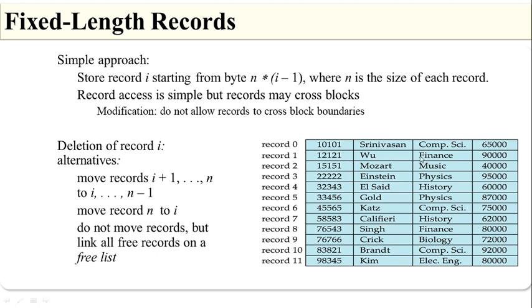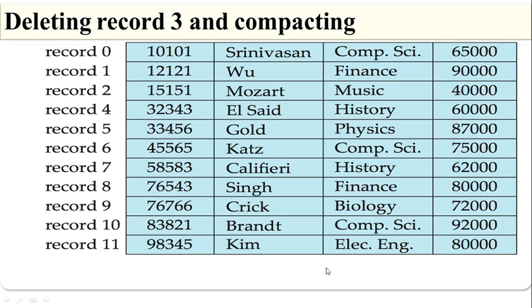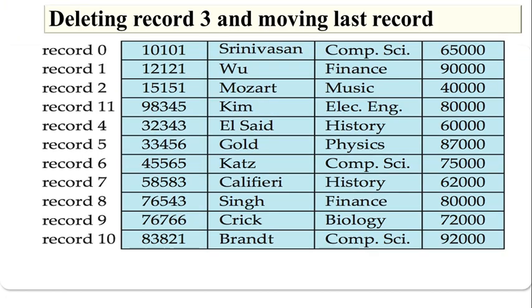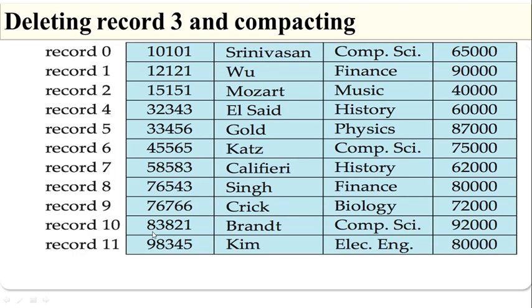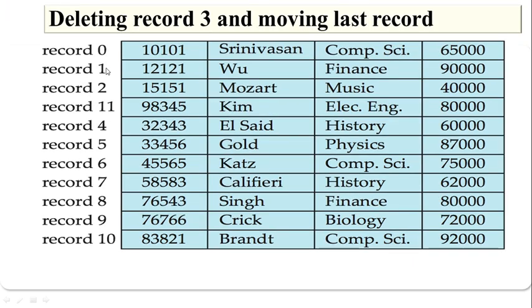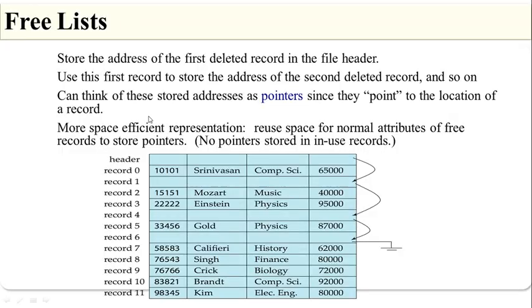Here is one example. There are 11 records we are having. Then among these, we are deleting 3 records. If you delete 3 records according to the algorithm, move record n minus 1 — in the sense the 11th record has to be moved. Okay, see here, the 11th record has to be moved over here.